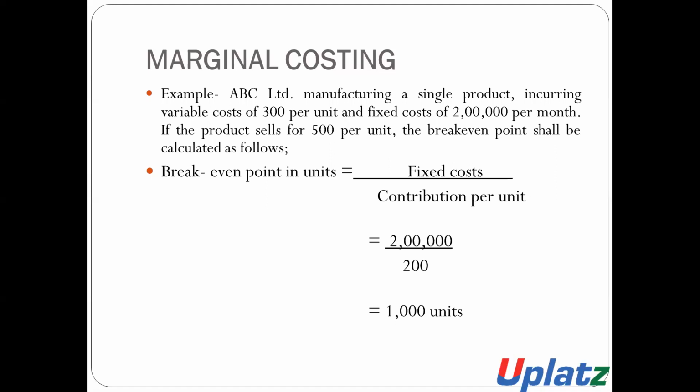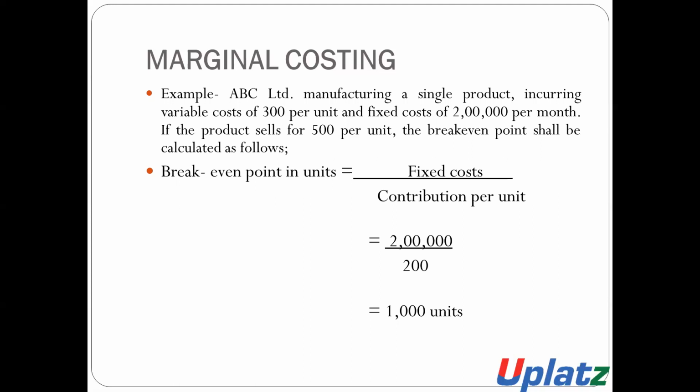If the selling price is 500, variable cost is 300 and fixed cost is 2 lakh rupees, then what will be the break-even point? The formula of break-even point is fixed cost divided by contribution per unit. Contribution is equal to selling price less the variable cost. The selling price is 500 and the variable cost is 300. Then the contribution is equal to 200, as 500 less 300 is 200.